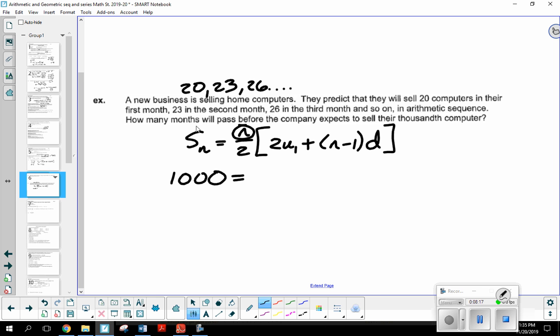Okay. So what would I take and divide by 2? Would I just take 20? Well, remember, n is the number of months, and that's what we're trying to figure out. How many months will it take before the total of all the computers sold will equal 1,000? So we're trying to solve this for n. Okay, so what is the value of u sub 1? 20. Okay, so that's the number of computers sold in the first month. And then do we know the common difference? d. It is 3. Just increasing by 3. Okay. So let's plug in everything we know and we'll start simplifying that equation.